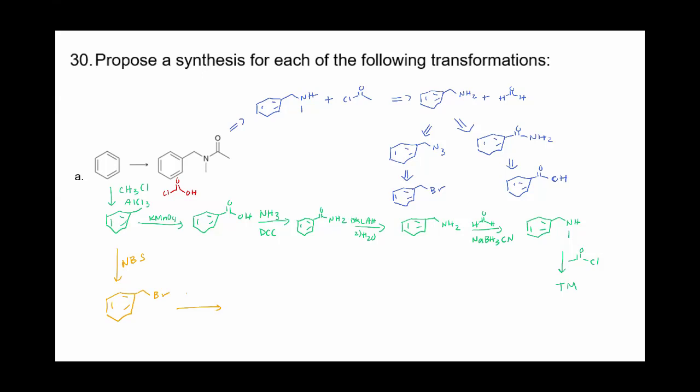Then you can use NaN3 followed by H2. That gives you the NH2, and then you can go through the same steps as the rest of that. So that route might be a little bit quicker, but either of those would work. Did anybody have something different that they wanted to share or get checked?